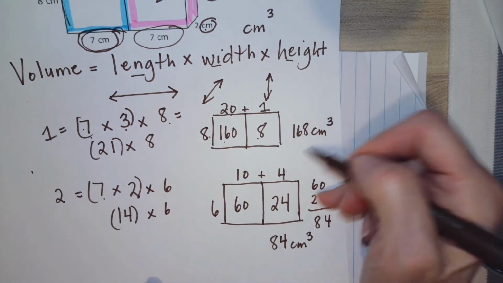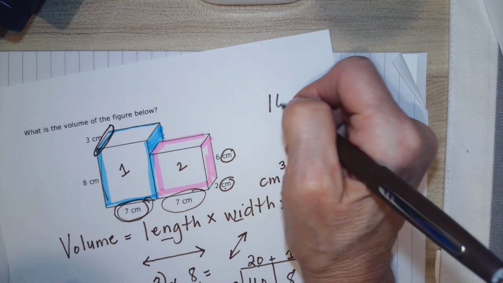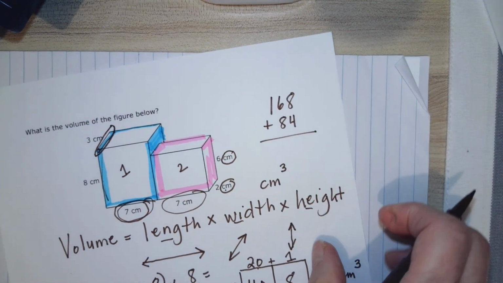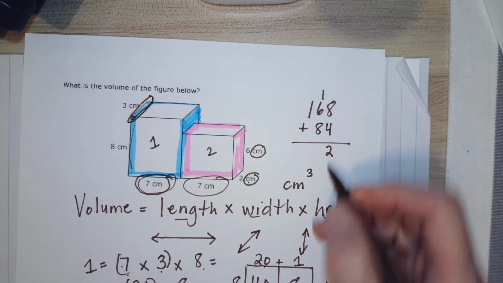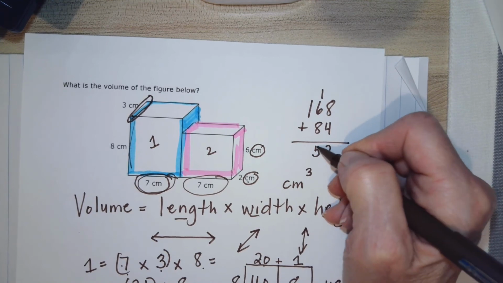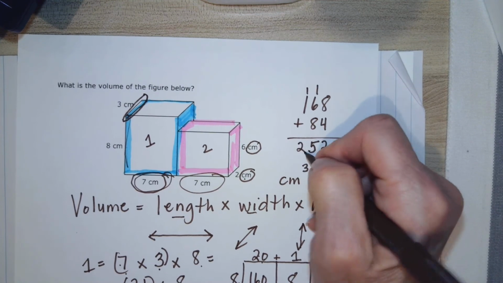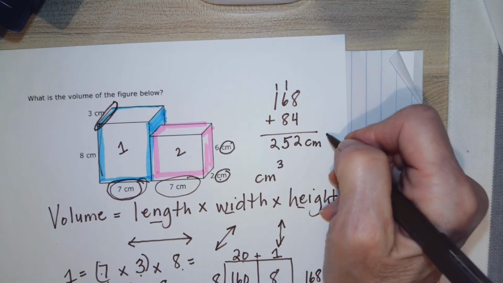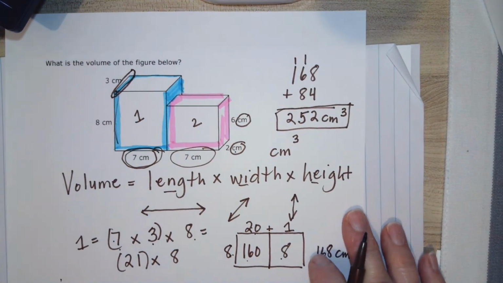So I have to add these two up to find the total volume. 168 plus 84. 8 plus 4 is 12, so I put my 2 in the ones place, carry my 10. 6 and 1 is 7, plus 8 is 15. Put the 5 here, carry the 10. 1 and 1 is 2. So the total is 252 cubic centimeters. Okay?